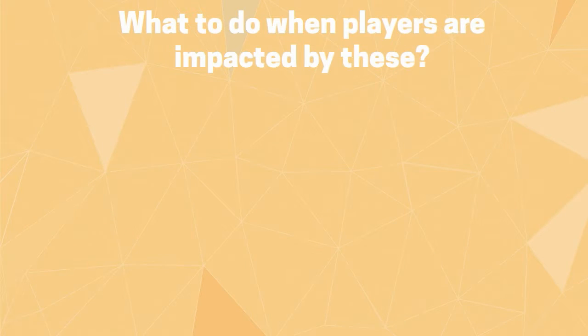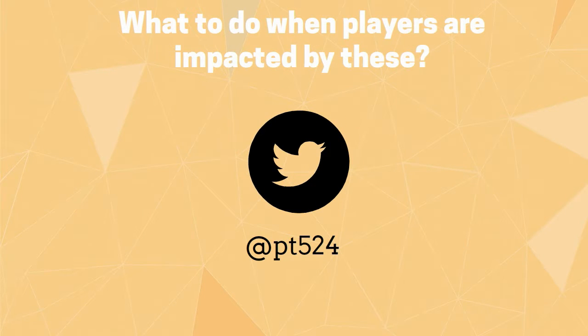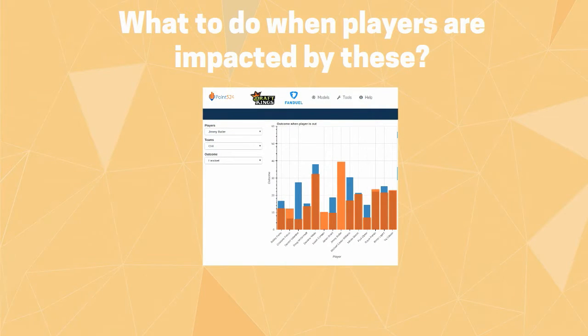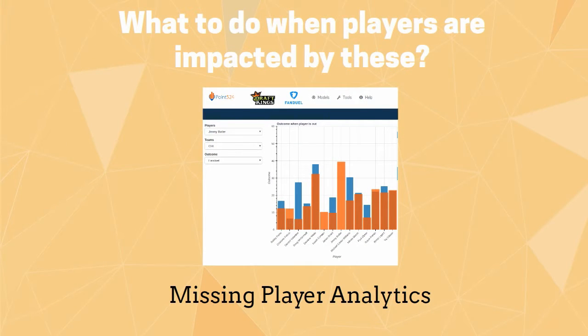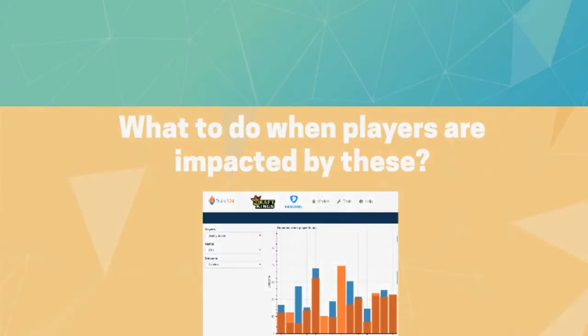This begs the question, what do we do in these situations? It might be best to look at missing player impact stats and adjust projections by hand accordingly. We try to help by providing quick updates on Twitter as these situations occur. We also provide missing player analytics found in the tools section, which show how missing players affect teammates and opponents.